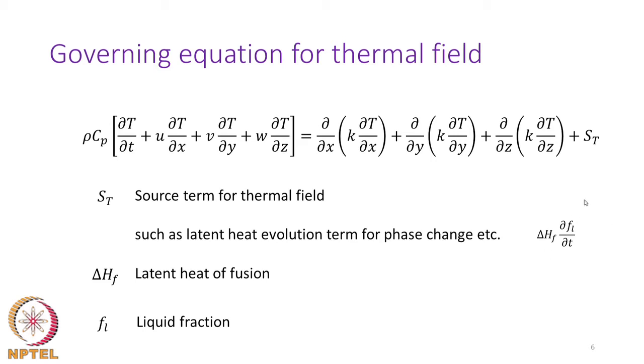And this source term essentially will take into account the latent heat if the phase change is being considered as part of weld modeling, and the expression is for example delta Hf, where delta Hf is the latent heat of fusion, and dou Fl by dou T, where Fl is a liquid fraction. So, this equation is coming directly from the generalized Fourier heat conduction equation, which we are applying for welding.